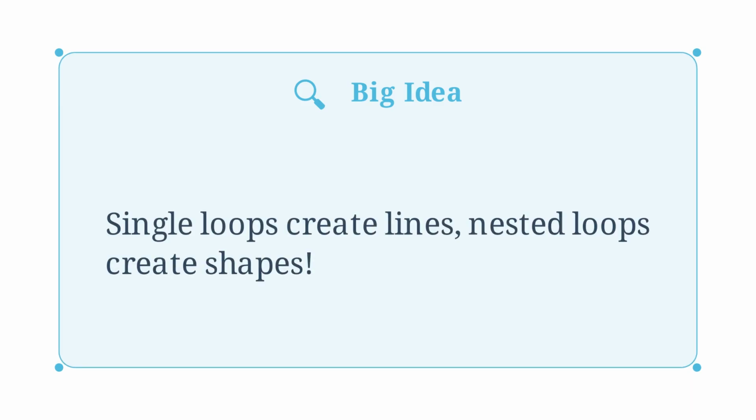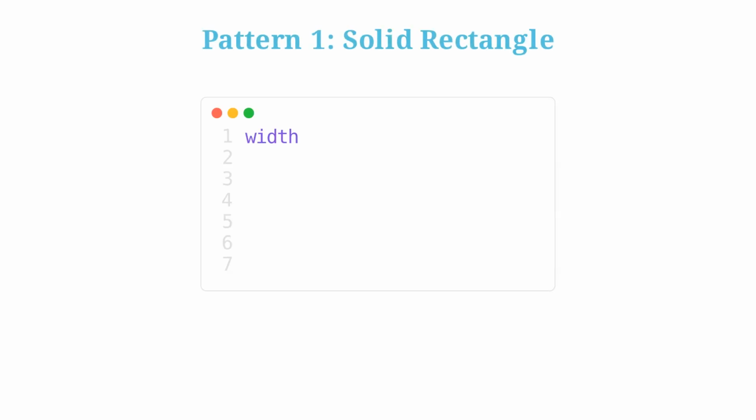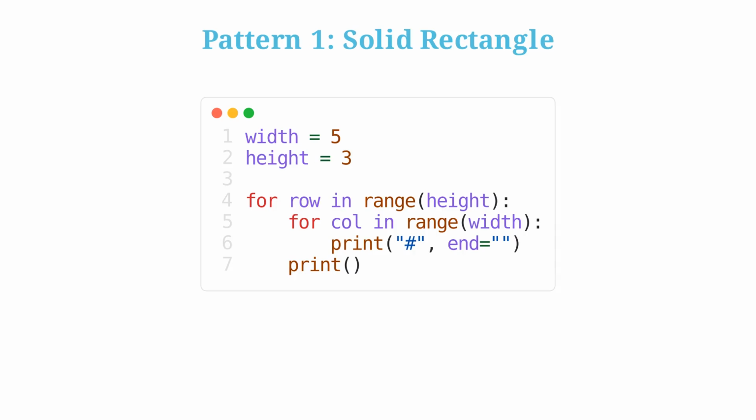Here's the big breakthrough. Single loops can create lines, but nested loops unlock the power to create shapes. We're moving from 1 dimension to 2 dimensions. Let's start with our first pattern, a solid rectangle.